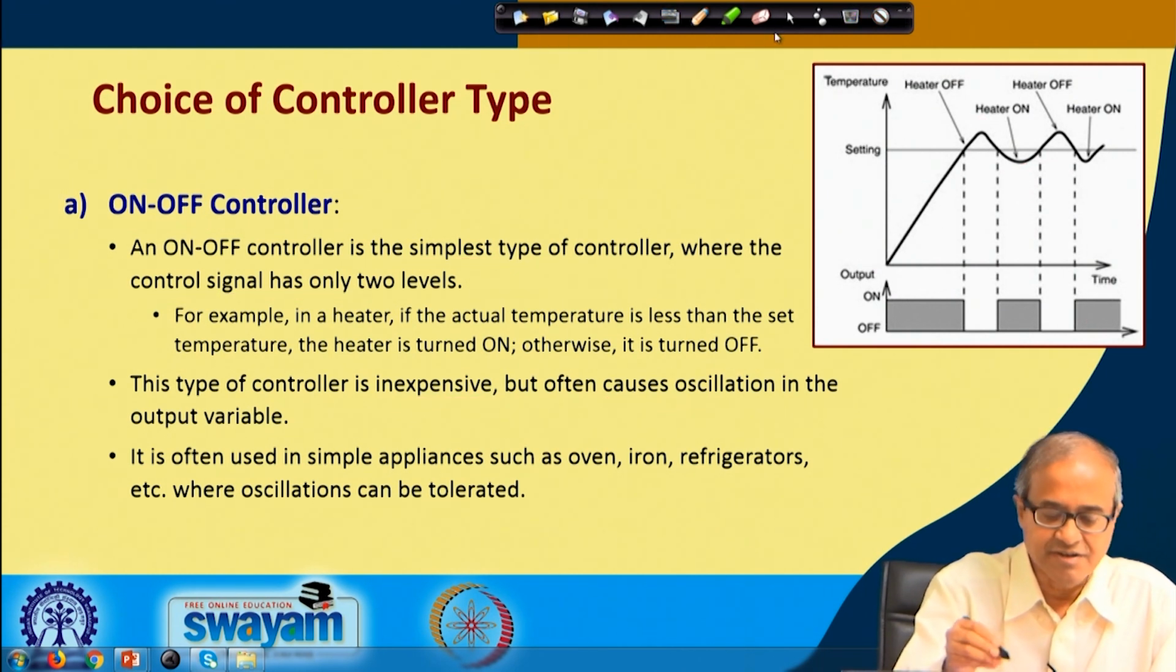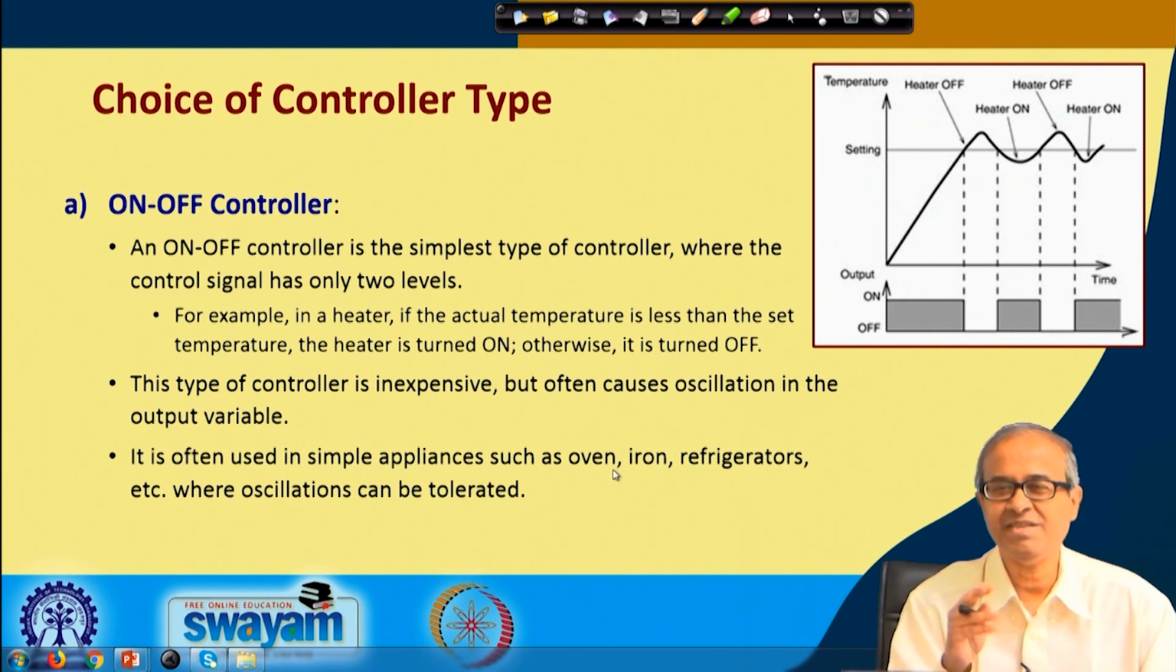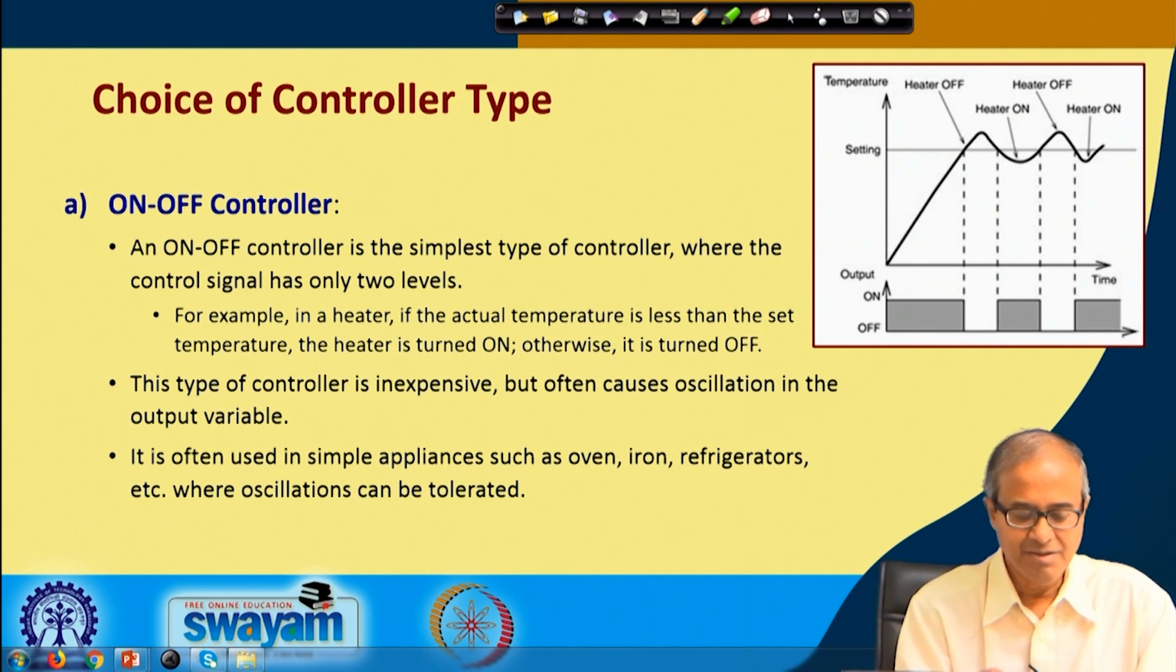So, this kind of a controller is quite good for this kind of application like oven. See, just in a heater 1 degree difference does not matter, okay. But there are some applications where you need to control the parameter very closely, there you cannot use this kind of a simple controller.